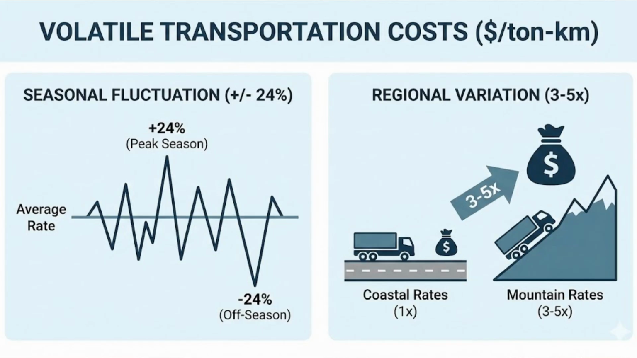Thirdly, there are some volatile transportation costs in the data, and these are referred to in dollars per ton kilometer. So the rates fluctuate by up to 24% between seasons and by 3 to 5 times between regions, such as coastal versus mountain areas. And this makes using static averages for the transportation costs more difficult.